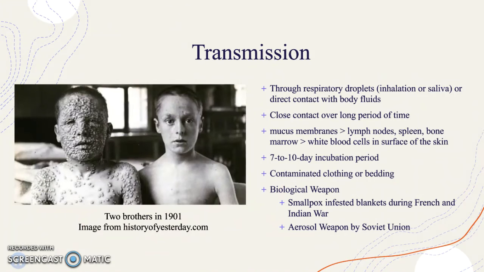This is a really pivotal image. It was two brothers in 1901. They both were exposed to smallpox on the same day, went through the same series. One was given the vaccine, one was not. This is a really good image because the boy on the left has the telltale sign that he has smallpox. You can see the pustules, the really hard pox virus on his face and on his trunk.